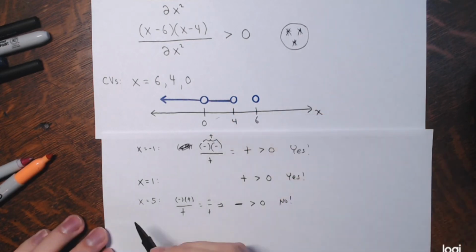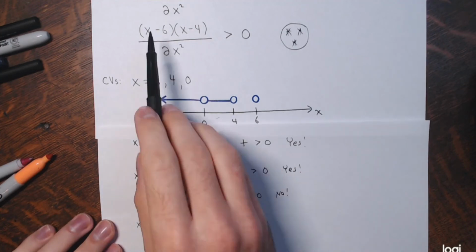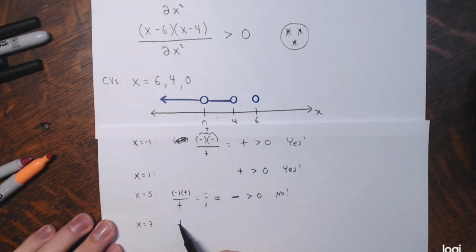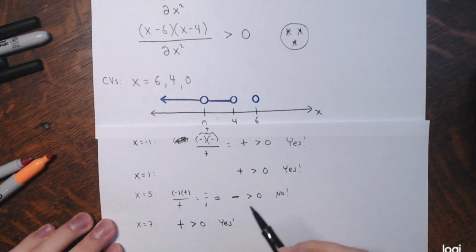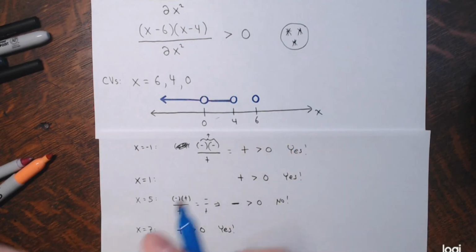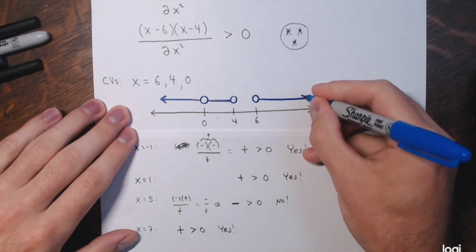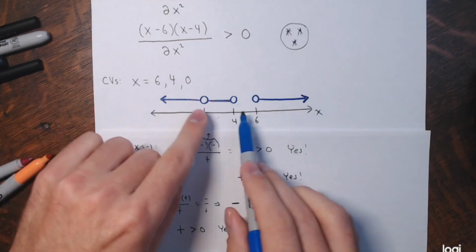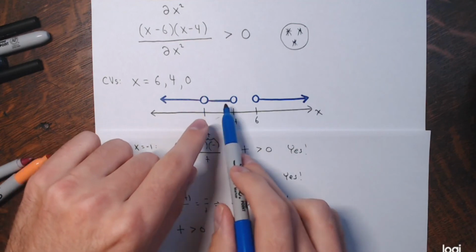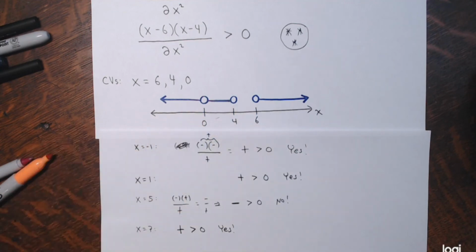And then to the right of 6, x equals 7, say, you have a positive, positive, positive. Everything's positive. Is a positive number greater than 0? Absolutely. So to the right of 6 are solutions as well. So every number is a solution except for 0, 4, and 6, and all the numbers between 4 and 6.